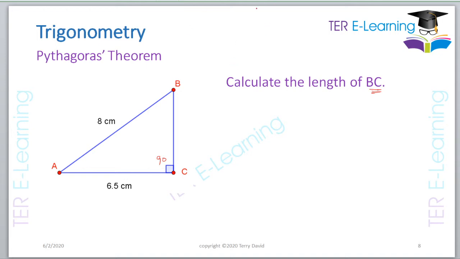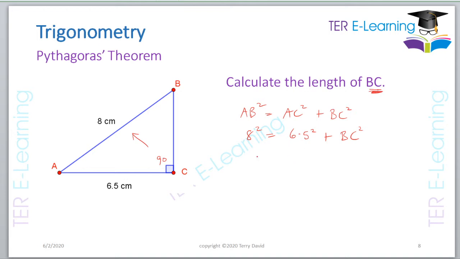So first things first, you need to write the theorem in terms of the triangle they've given us. The longest side is my hypotenuse, which is the length AB. So we're going to say AB squared is equal to the sum of the squares of the other two sides. So let's write AC squared plus BC squared. So AB squared, now we're going to plug in numbers. We're going to say 8 squared is equal to AC squared, which is 6.5 squared, plus BC squared, because we don't know what BC is. BC is what we want to work out in the question.